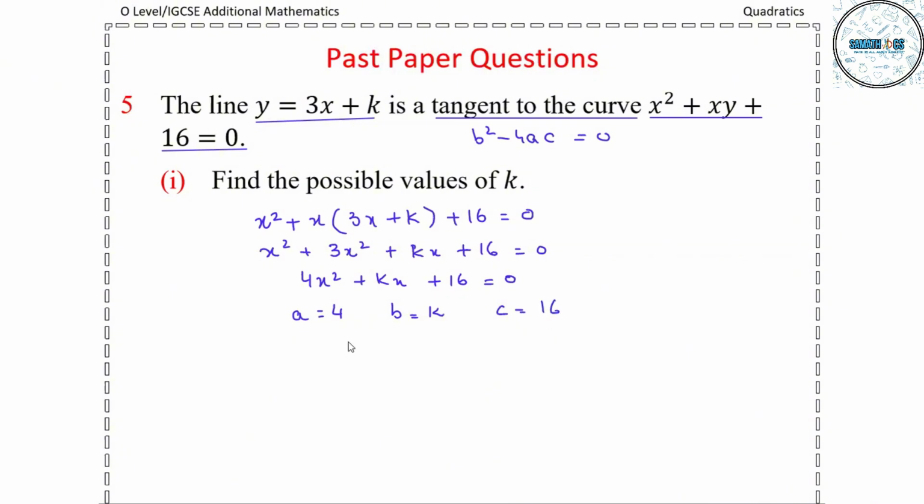Now we'll substitute these values in b squared minus 4ac is equal to 0. So k squared minus 4 into 4 into 16 is equal to 0. Now we have k squared minus 256 is equal to 0. So k squared is equal to 256 and k is equal to the square root of 256, which will be k is equal to plus minus 16.